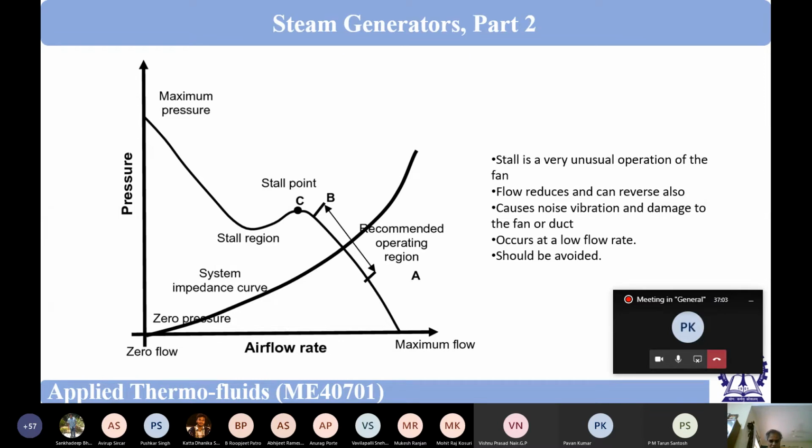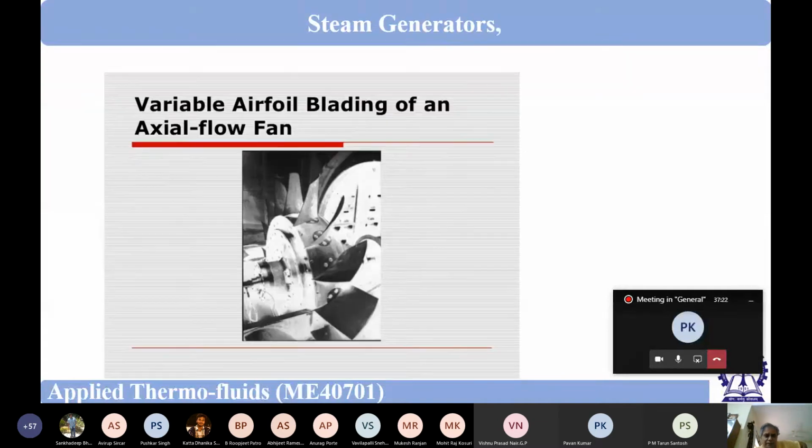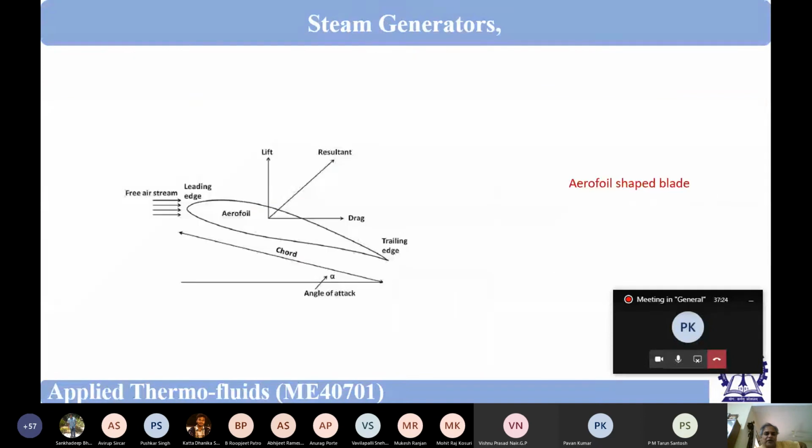So stall I have not taught. I have just told that there is something called stall, which is detrimental, which is dangerous, etc. But stall is some sort of aerodynamic phenomenon. Let me give a little bit of description regarding stall.